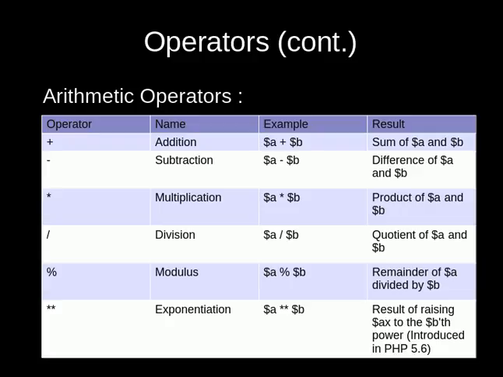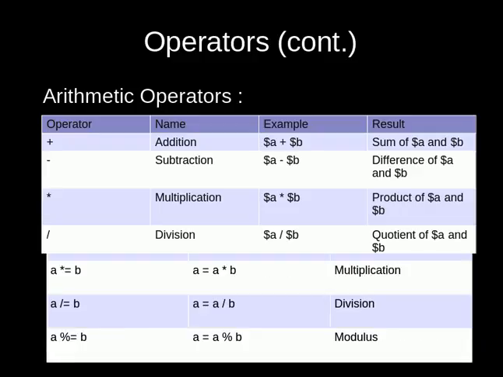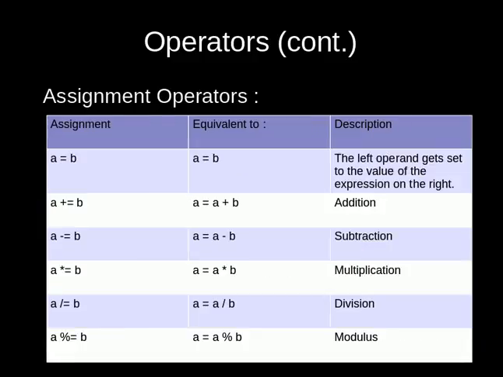Assignment operators. Assignment operators include equal to, which assigns the value of the expression on the right hand side to the operand on the left hand side. Plus equal to is basically an addition operator which assigns the value of a plus b into a. Similarly, we have minus equal to, asterisk equal to, slash equal to, which is for division, and modulo equal to, which is for modulus.